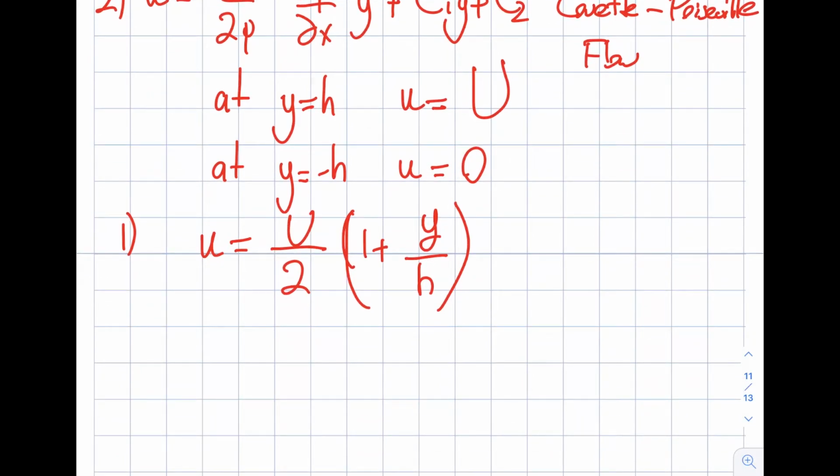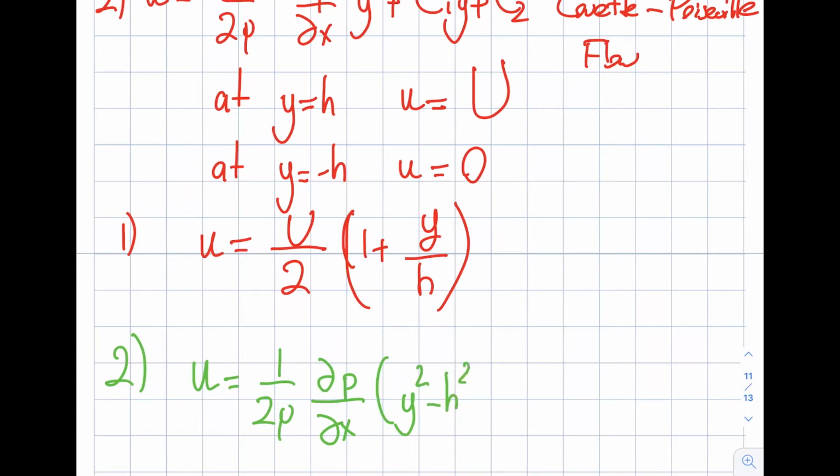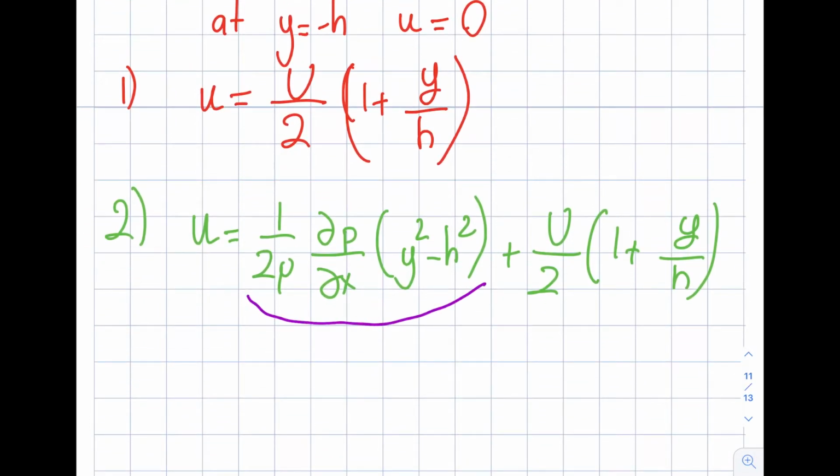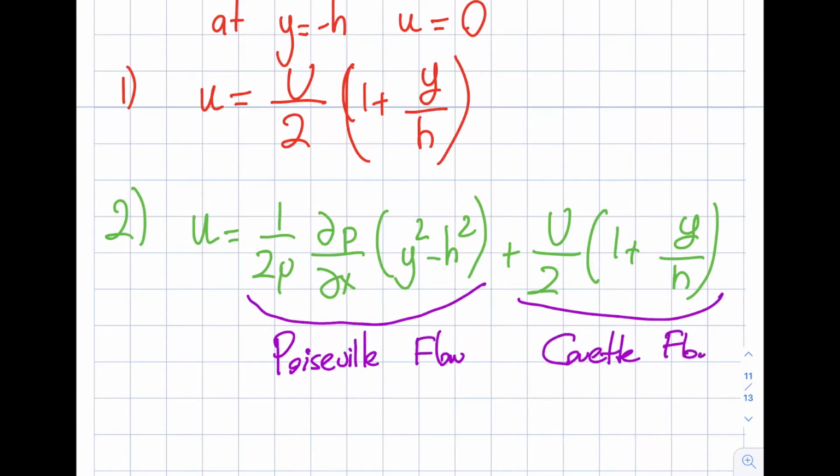And if I do a similar approach for the combined Couette and Poiseuille flow, what I will get is u is equal to 1 over 2 nu del p del x times y squared minus h squared, plus U over 2 times 1 plus y over h. Do you remember this? This is the solution from the previous segment. This is my Poiseuille flow, and this is my Couette flow, right? Just look up there, equation number 1. So now you can see I have a superposition over here.